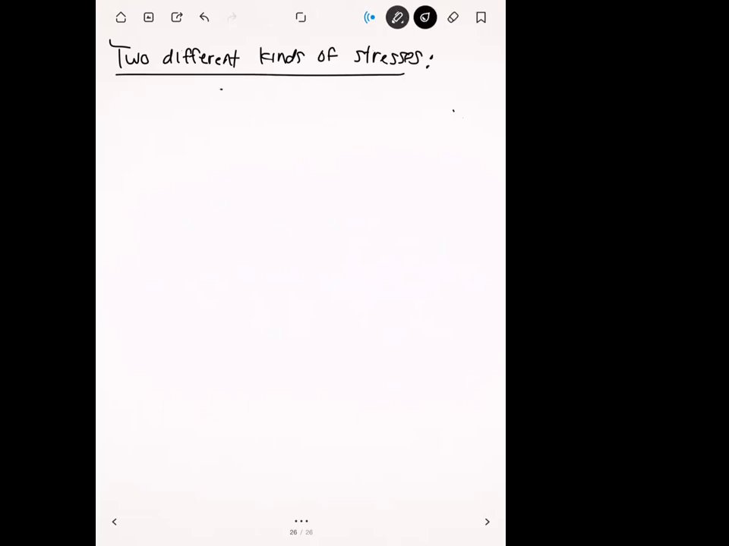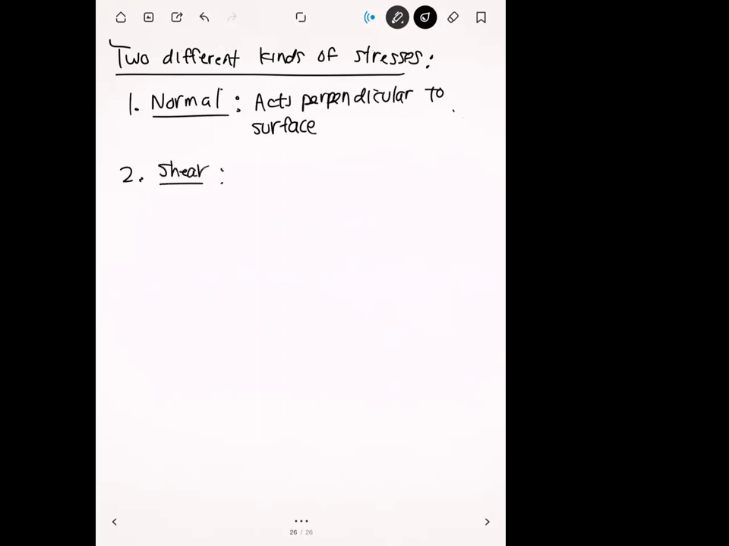All right, and so the first type of stress that we'll go over is the normal stress. And so normal stress acts perpendicularly to a surface. And so the stress that we saw on the previous page, that was a normal stress because it acted perpendicularly to the surface. On the other hand, we have shear stresses, and shear stresses will act parallel to the surface.